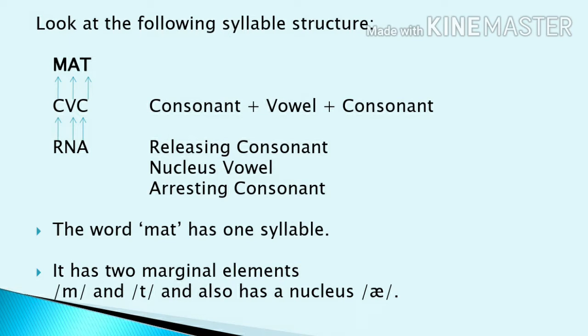Now, the first C is a releasing consonant. Then again, you need to put an arrow there mentioning R. R stands for releasing consonant. Then below the vowel, you can mention N. N stands for nucleus vowel. And the third, that is C again, stands for consonant, and that is coming at the end of the word. So it is called an arresting consonant.